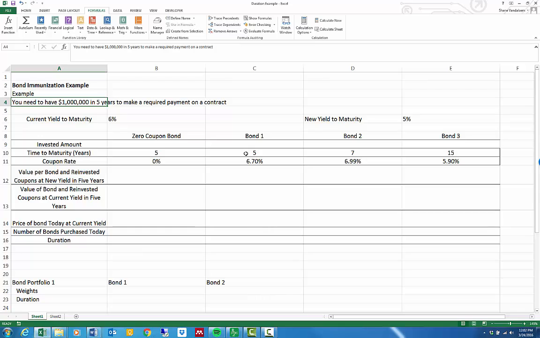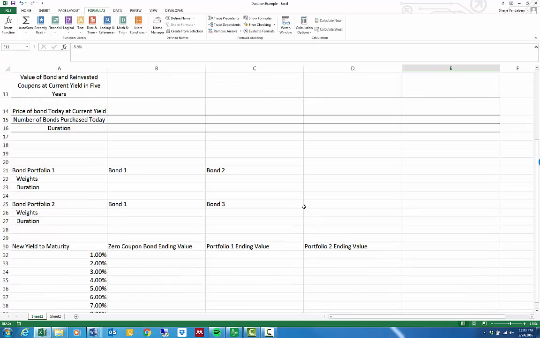the bond. And in this spreadsheet, I have 4 different options for bonds. I have a 0 coupon bond, which has no coupon rate, a bond with 5 years to maturity with a coupon rate of 6.7%, a bond with 7 years to maturity with a coupon rate of 6.99%, and then a bond with 15 years to maturity with a coupon rate of 5.9%.